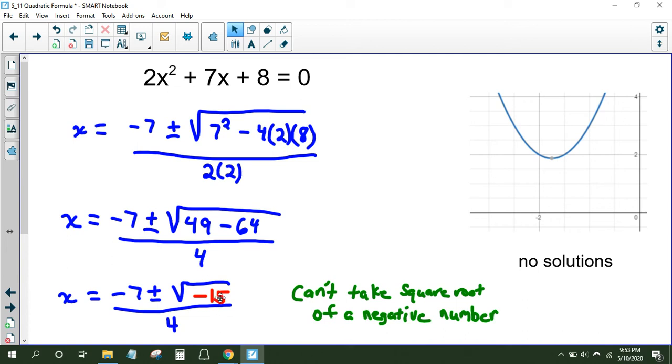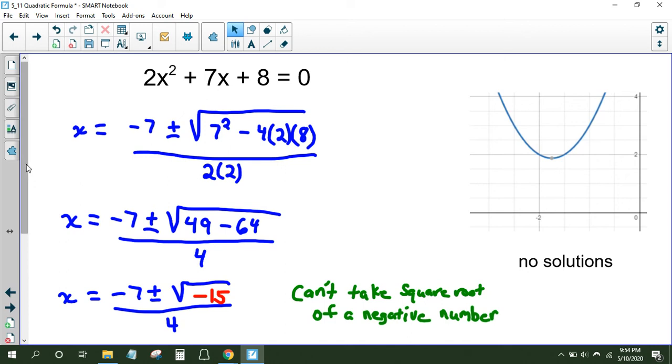Well, we run into a situation here where we have -7 plus or minus the square root of -15, right? 49 minus 64 gives us a -15, over 4. Well, we can't take the square root of a negative number. If you recall, we can't do that. So that means that there are no solutions. Our parabola does not cross the x-axis.